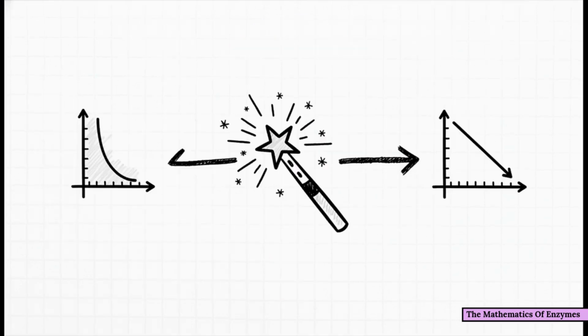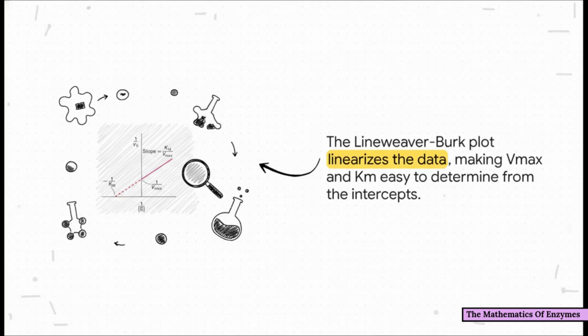In this amazing moment of mathematical genius, two scientists, Hans Lineweaver and Dean Burk, realized that if you just flip the whole Michaelis-Menten equation upside down by taking the reciprocal of both sides, you can rearrange it into the equation for a straight line. You know, the classic y equals mx plus b you learned in algebra? It's an elegant little trick that turns that tricky curve into something incredibly useful. And this is the result, the Lineweaver-Burk plot.